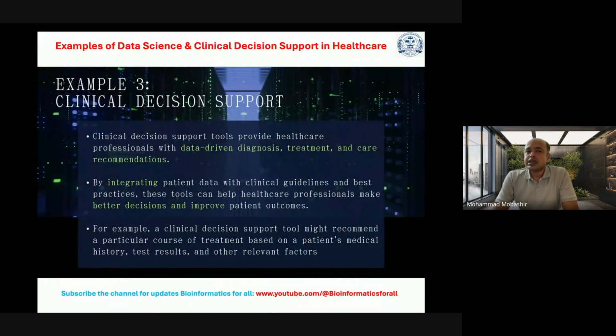Now it comes to the examples of data science in clinical decision support. So clinical decision support tools provide healthcare professionals with data driven diagnosis, treatment, and care recommendations. By integrating patient data with clinical guidelines and best practices, these tools can help healthcare professionals to make better decisions and improve the patient's outcomes. For example, a clinical decision support tool might recommend a particular course of treatment based on a patient's medical history, test results, and other relevant factors.